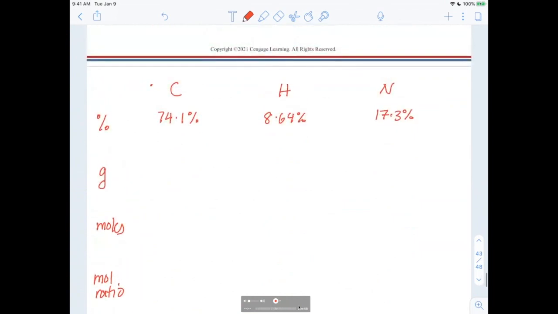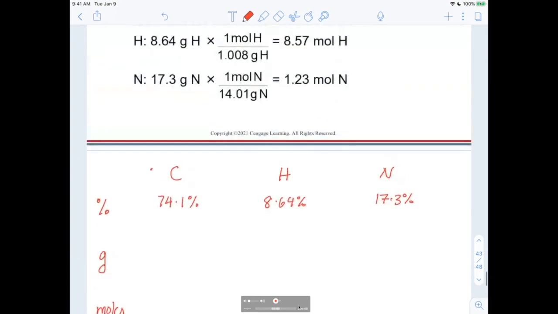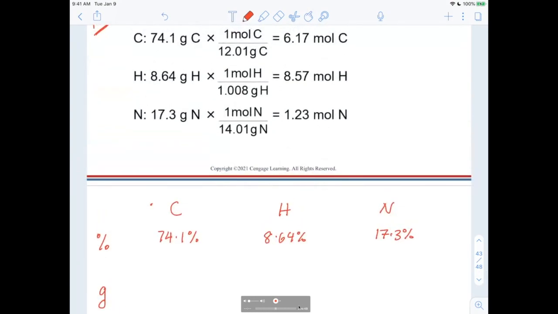Okay. So you want to go ahead and add the percentages. The percentages should add up to 100. Sometimes they give you all three. If you have three elements, they give you all three percentages. If they don't, and they tell you one is missing, take 100 and subtract the other two percentages, and you get the missing one. Okay? So 74.1 plus 8.64 plus 17.3. So a little bit above 100. Did I get these numbers right? Okay, 74.1, 8.64. I got a little bit above 100.